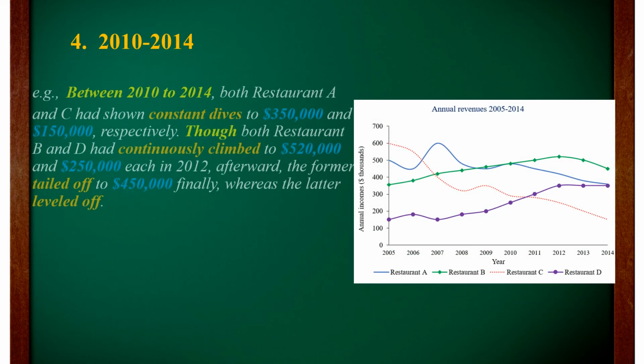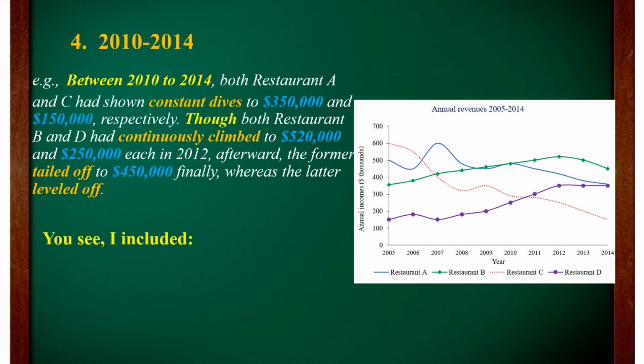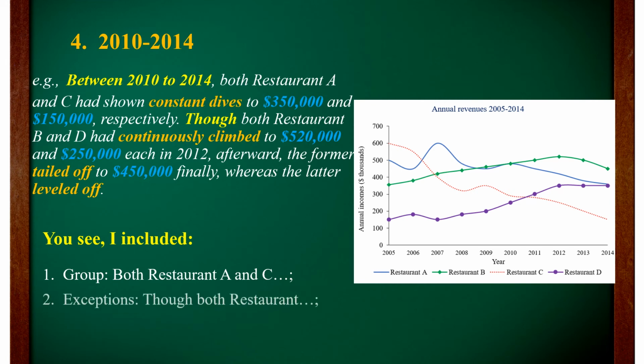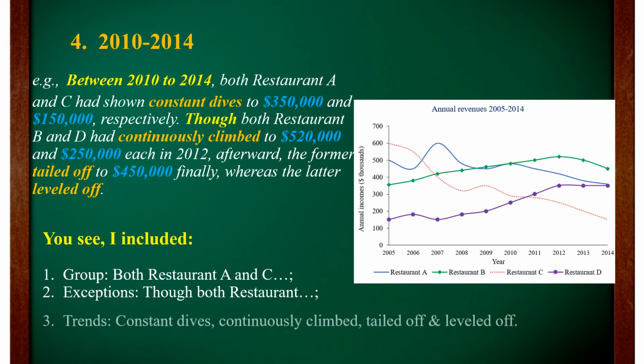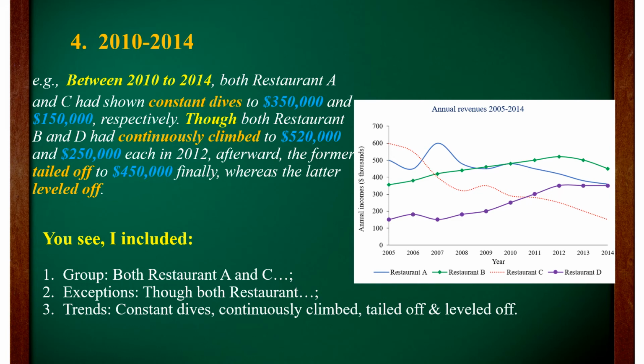The fourth main feature is the 2010 to 2014 period. You see, I initially started with the description of constant decreases in restaurant A and C. Then I move on to the other trend in restaurant B and D. Interestingly, there I pointed out that both restaurant B and D had similar trend till 2012. And after that, they show contrast pattern in the end, with declining for restaurant B and constant for restaurant D. One takeaway from this section is remember to show trend in each period.